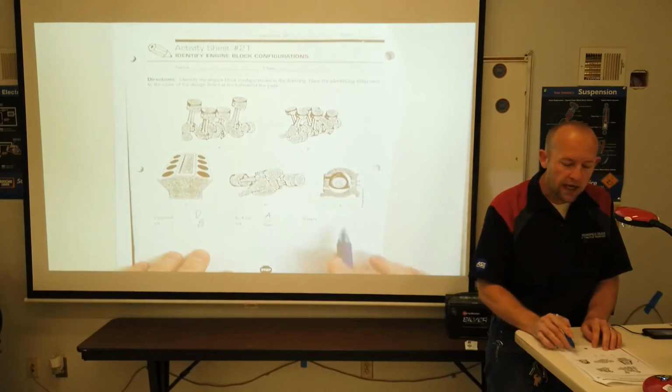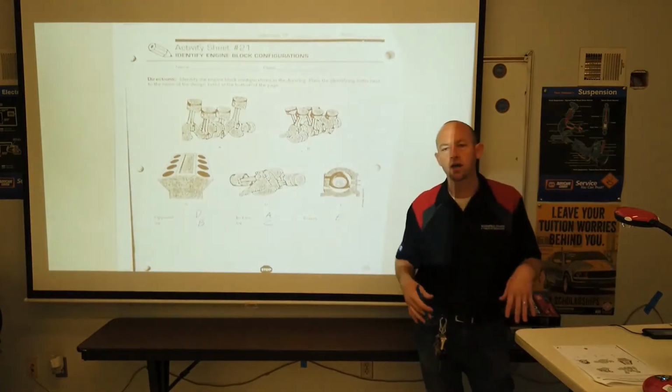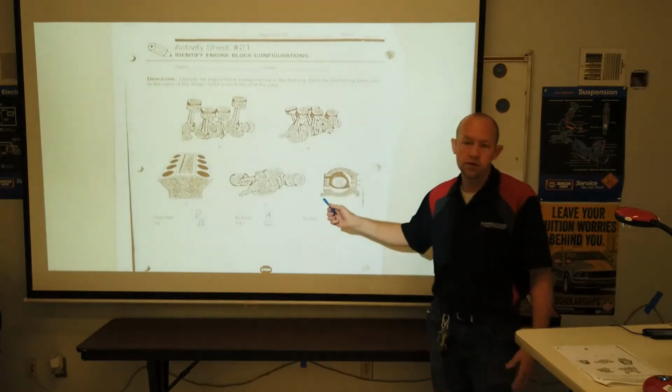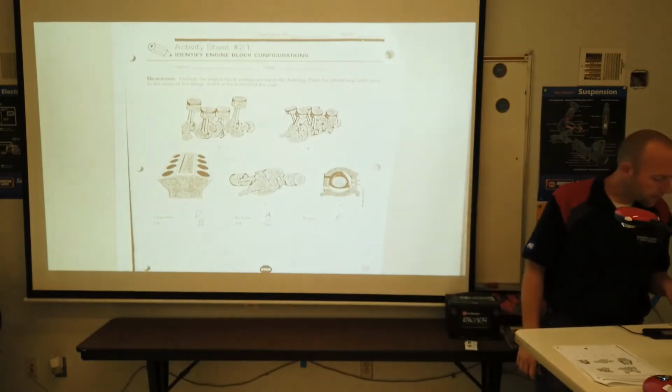And then E would be our rotary, process of elimination. You see those in the RX-7s, RX-8s. Still a 4-stroke cycle engine: intake, compression, power, exhaust.